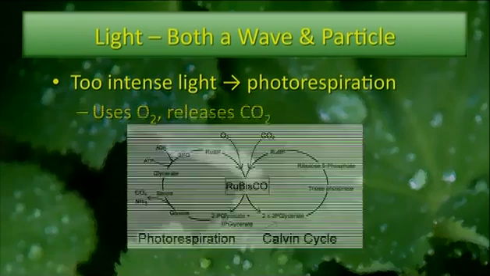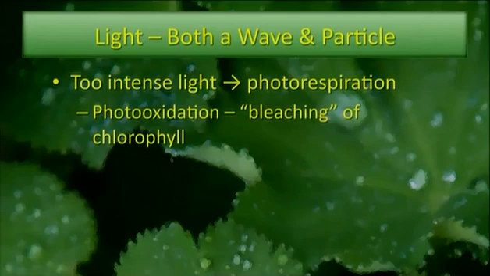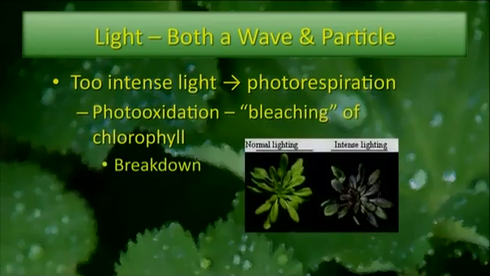Also, you can cause photooxidation. Photooxidation causes the chlorophyll to go to an excited state, and energy released from the chlorophyll is passed on to the oxygen, which becomes reactive and then bleaches the chlorophyll. So you have chlorophyll breakdown. This is a plant from normal lighting, and this is a plant in which photooxidation has happened. You can see the plant looks like it's dying.